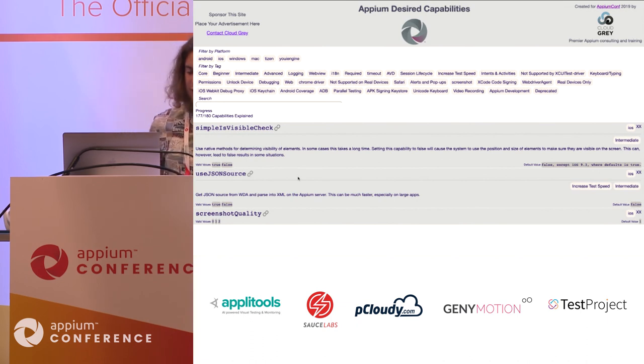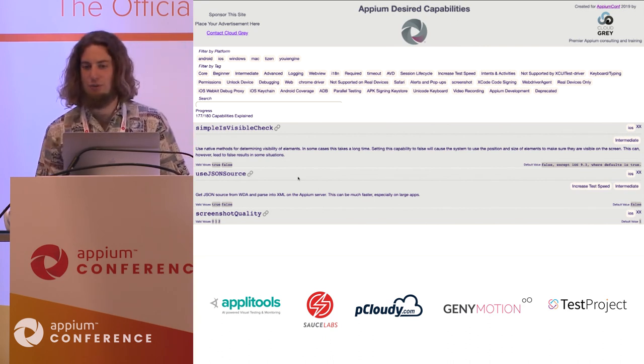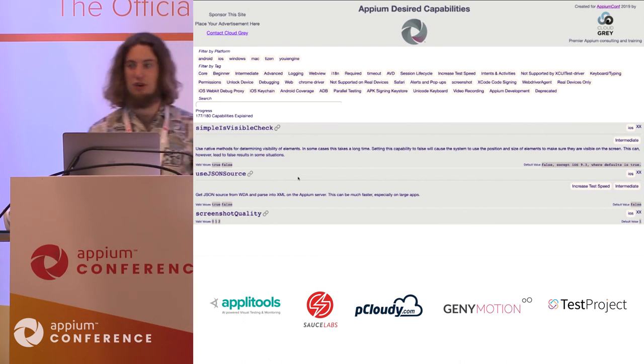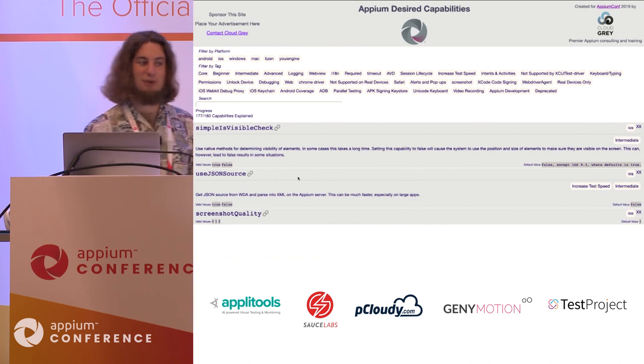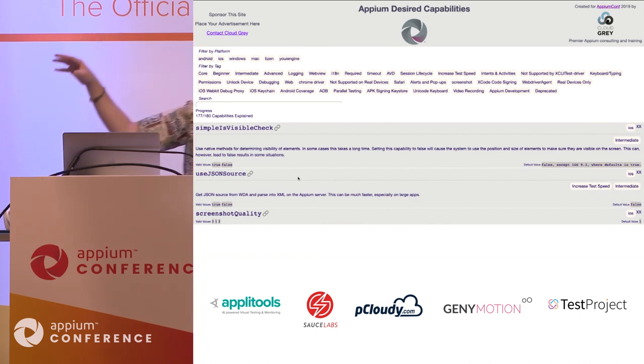Use JSON source. WebDriver agent can get the source code. So we said before that it takes a while to generate the XML source code for your app, and that's why XPath is slow. If maybe your phone doesn't have as many resources, this will send the whole UI hierarchy from the phone, WebDriver agent onto Appium, as JSON. And then Appium will write the XML file that it uses to parse, on your computer, which has a faster processor.